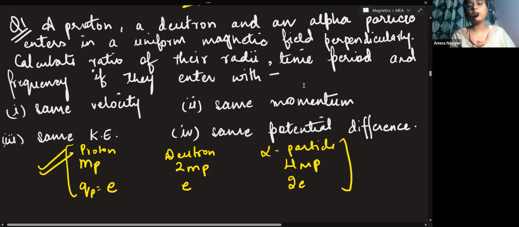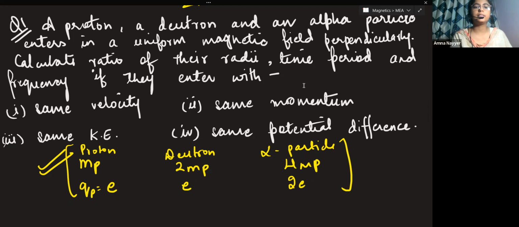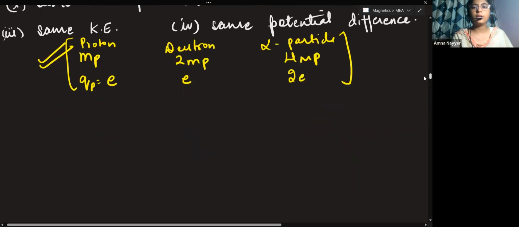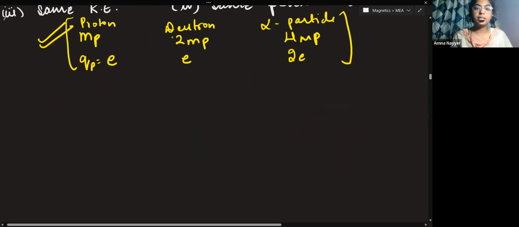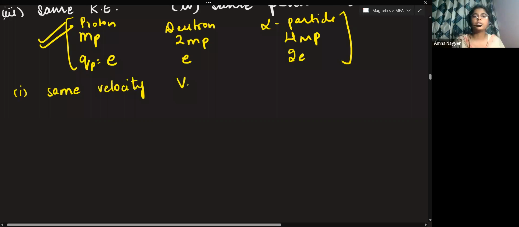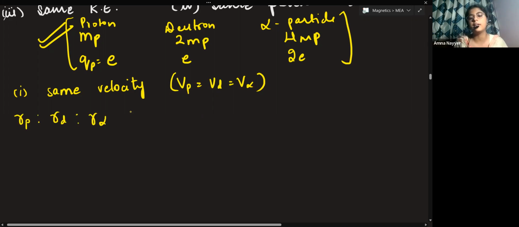All right. Same velocity means the velocity of the proton, the velocity of the deuteron, and the velocity of the alpha particle are the same. So in the formula of radius, see, these data you have to keep in mind. What was the first part? Same velocity. So the velocity of the proton is equal to the velocity of the deuteron, which is equal to the velocity of the alpha particle. Now, the ratio of the radius: radius of proton is to radius of deuteron is to radius of the alpha particle.